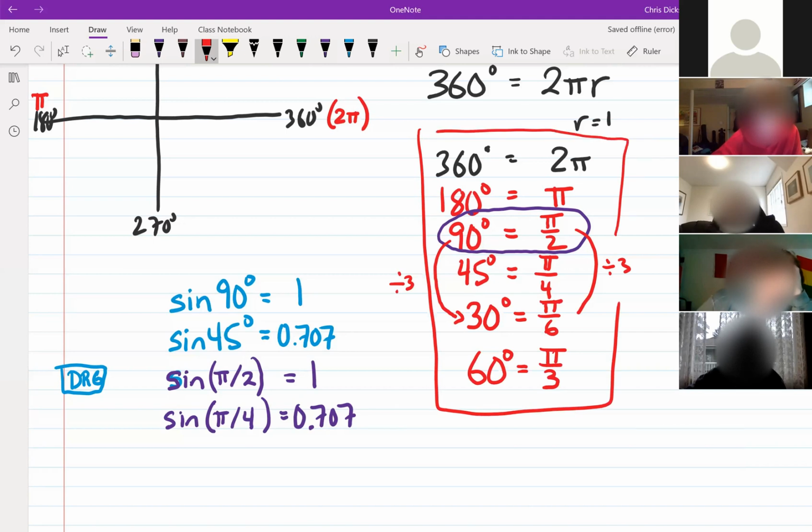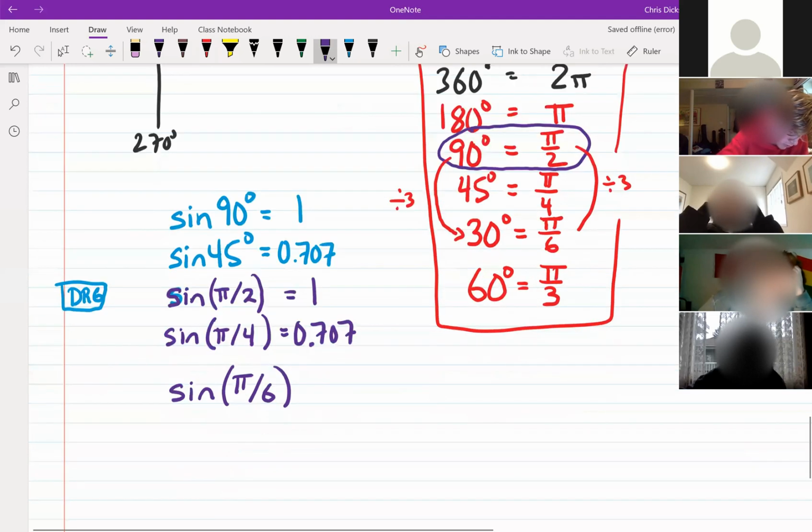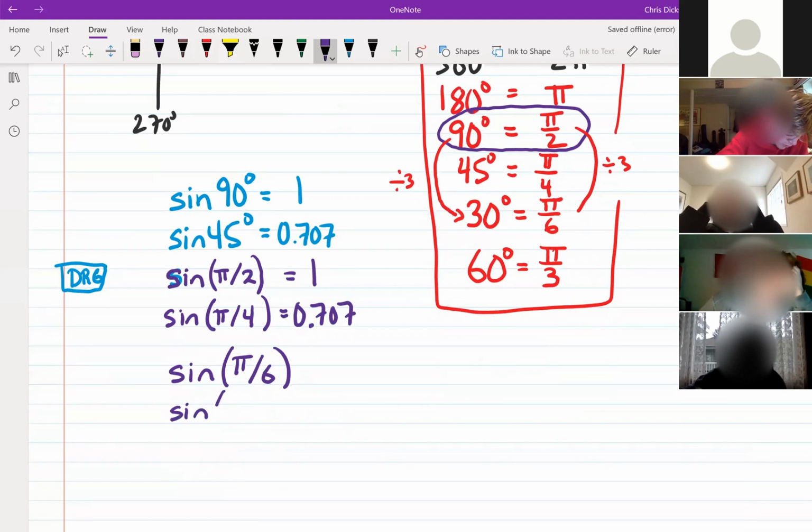And so once again, since you're already in radians, I want you to type in the sine of pi over 6 and the sine of pi over 3. But once again, make sure you're in radian mode here. So the sine of pi over 6. And once again, you have to be in radian mode for this.